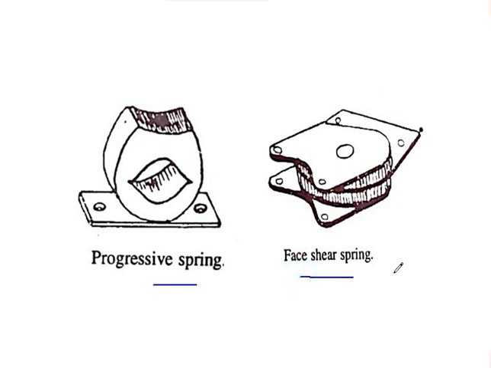This is a schematic diagram of face shear spring. It consists of a thick disc of rubber having metal plates bonded in its flat surfaces and axially pre-compressed. It operates by a relative rotation of the plates about its axis, thus loading the rubber partly in shear.